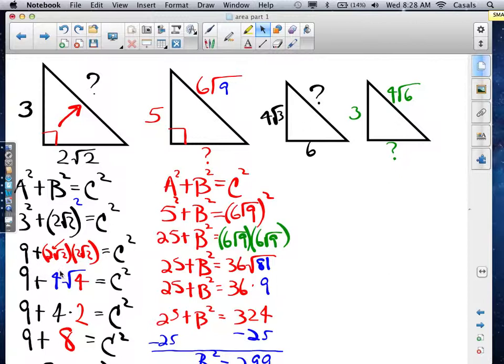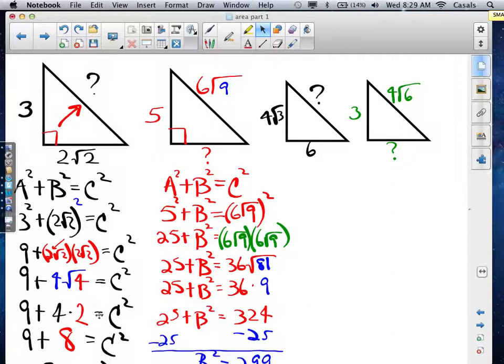So my 9 comes down again. Now here, watch, 2 times 2 gives me this 4 in blue here. And the square root of 2 times the square root of 2 gives me the square root of 4. So I got 9 plus 4 times the square root of 4 is equal to c squared. But the thing is that the square root of 4 is a perfect square. I know that the square root of 4 comes out to be 2. So really what I have is 9 plus 4 times 2 is equal to c squared.